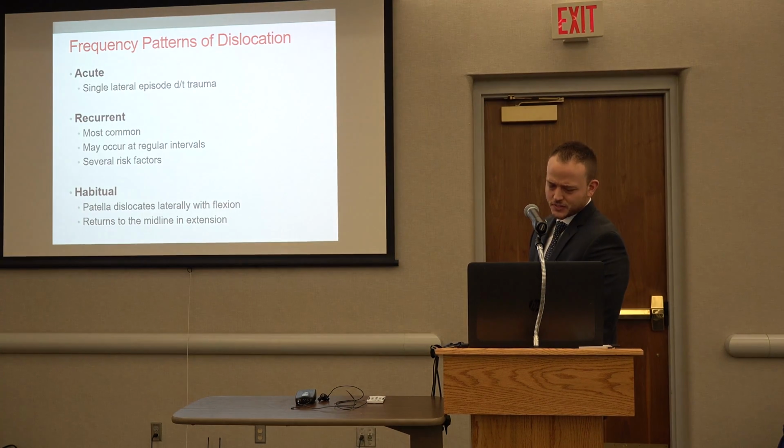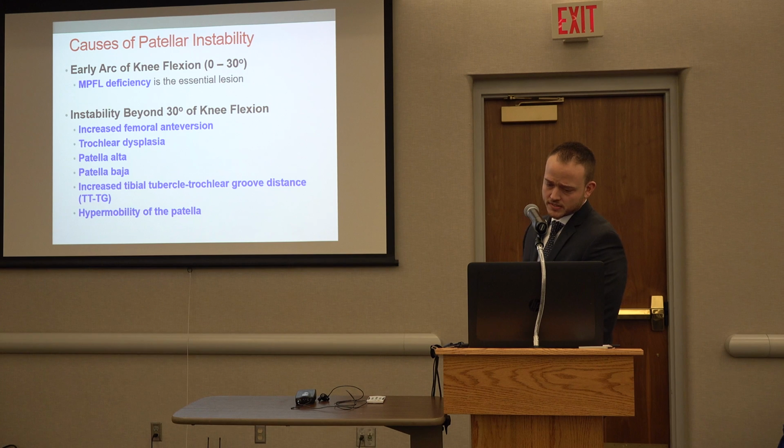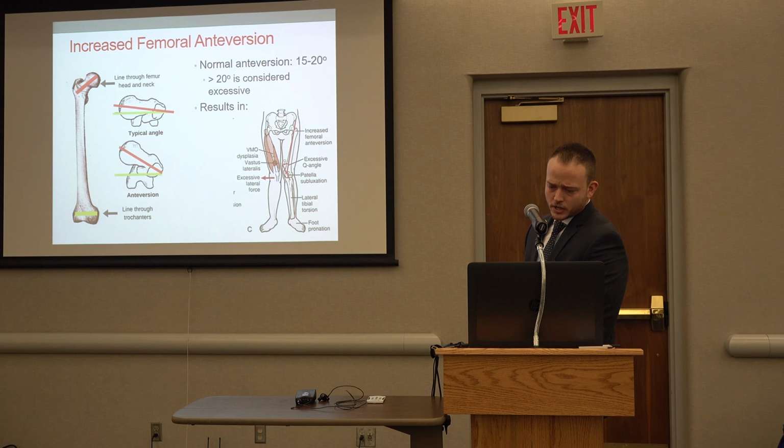As far as patterns of dislocation, we can have acute, recurrent, or habitual. With recurrent, there's a ton of risk factors, namely bilateral disease, female sex, second decade of life, and just general hyperextensibility amongst several others. And there's habitual dislocations where it's coming out every time you flex and returning to the midline every time you extend. So the early arc of knee flexion is where the MPFL is doing most of its work. Beyond that, when all of these other issues come into play, they put patients at risk for chronic instability. Very quickly on these, one is increased femoral anteversion.